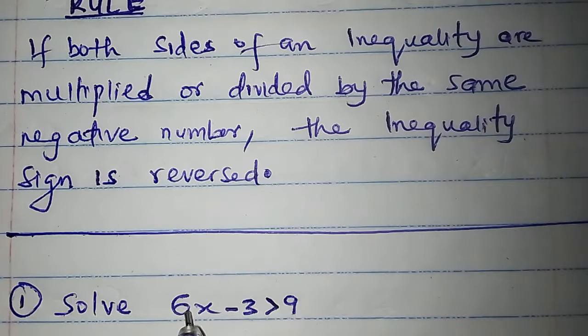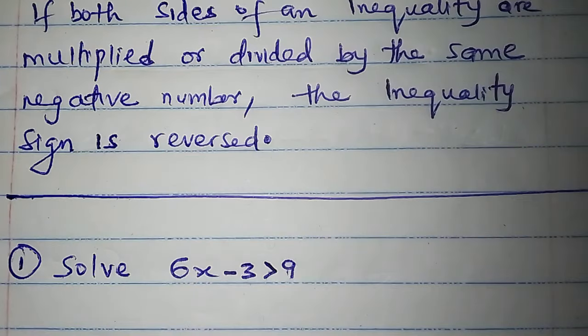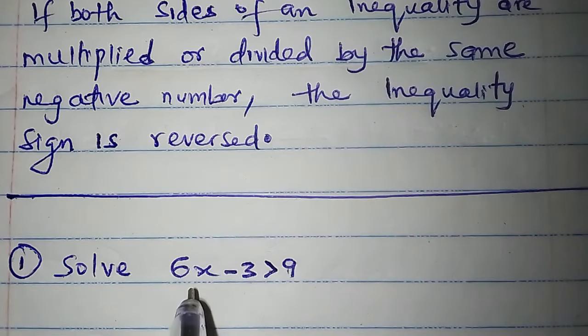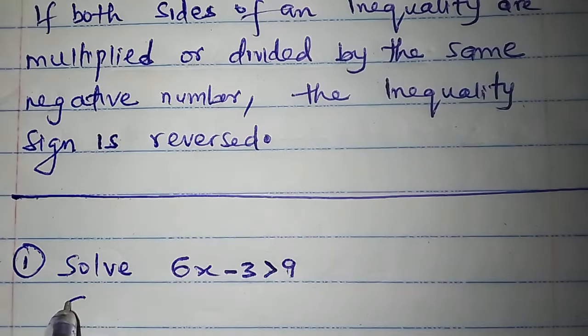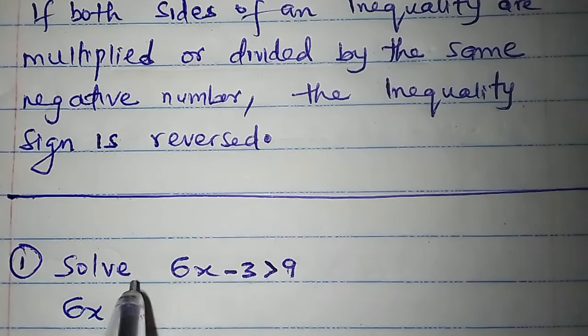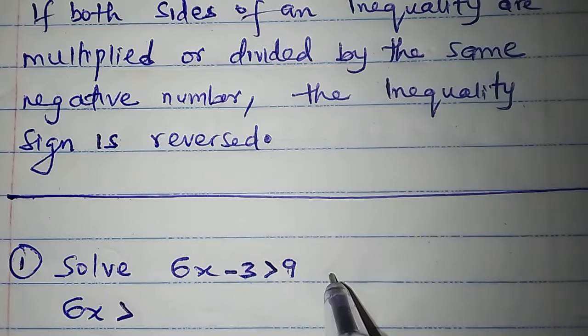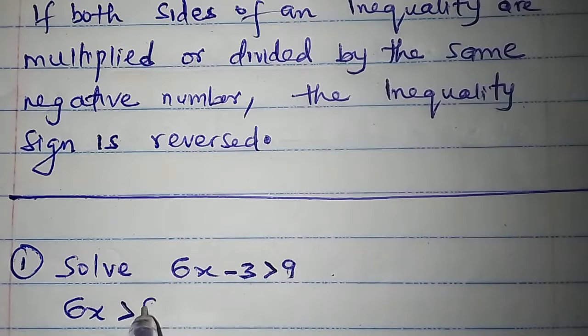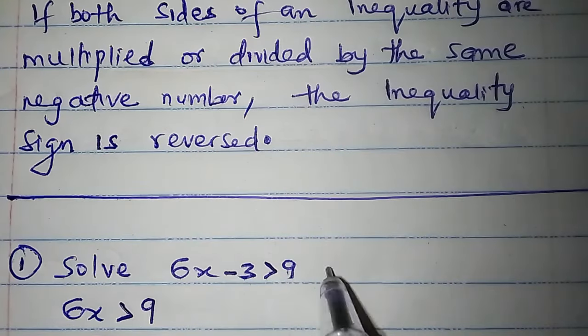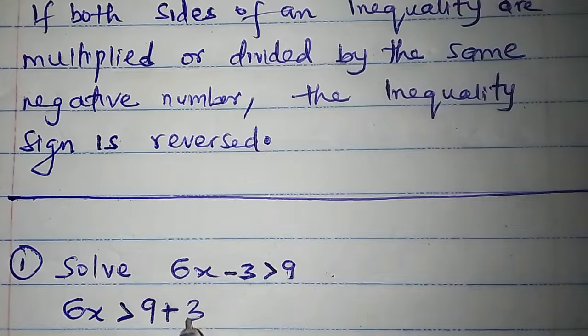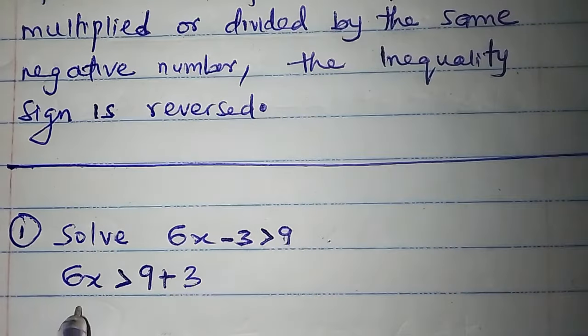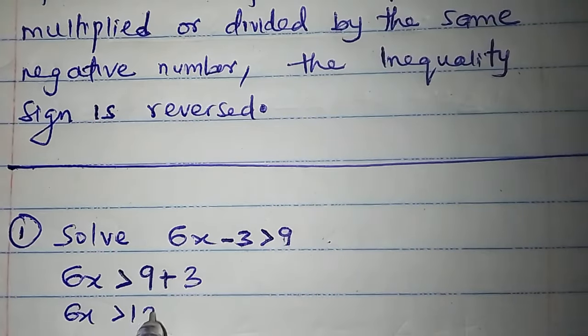We have to solve 6x minus 3 greater than 9. What we'll do here first of all is to collect like terms. All the terms in x to one side, all other terms to the other side. So if we leave 6x at the left here, it means that I'm going to move minus 3 to the right. This is 9. If minus 3 crosses, it becomes plus. Okay, this is 6x greater than 12.